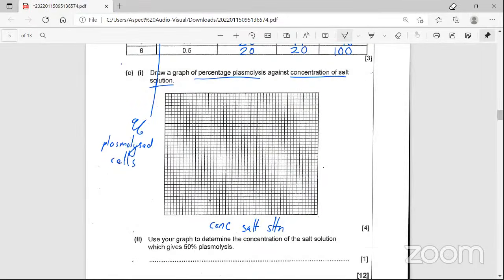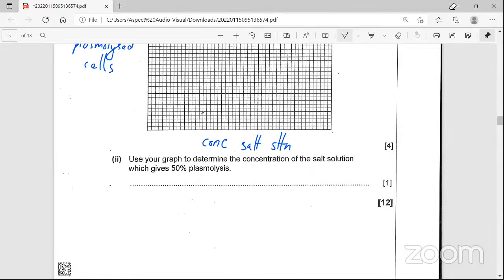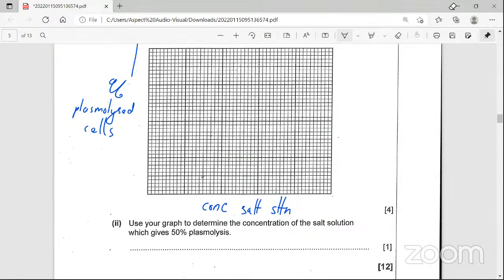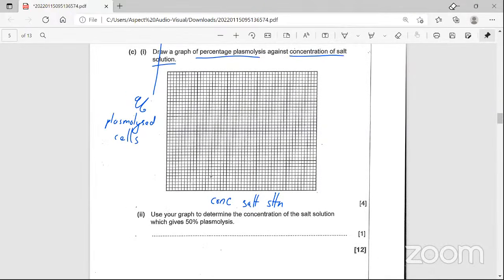Zero point? Yo, what's going on? Wait. 0.05. Percentage can be 25.